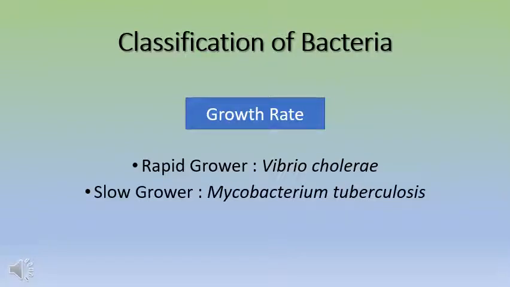Another classification of bacteria is on the basis of growth rate. Some bacteria can grow rapidly, like Vibrio cholerae. It can grow rapidly in a culture plate or in any medium, if proper nutrients are available. Another type is the slow grower. Those organisms have a slow doubling time, like Mycobacterium tuberculosis. So we can classify bacteria on the basis of growth rate as well. Some are rapid growers and some are slow growers.